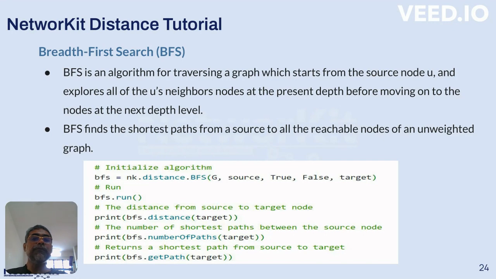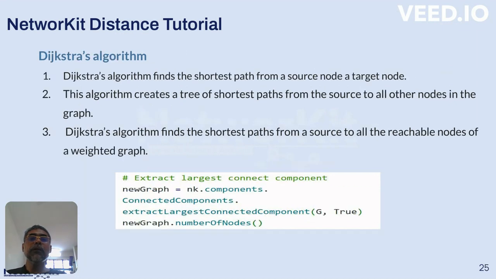BFS calls this number of paths function, which takes the target and prints it. It returns the shortest path from the source to target. So bfs.get_path(target) prints this.